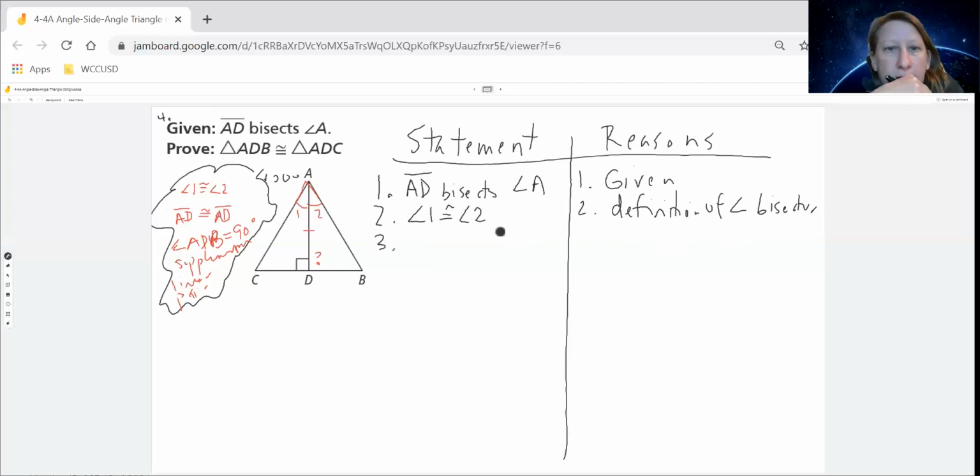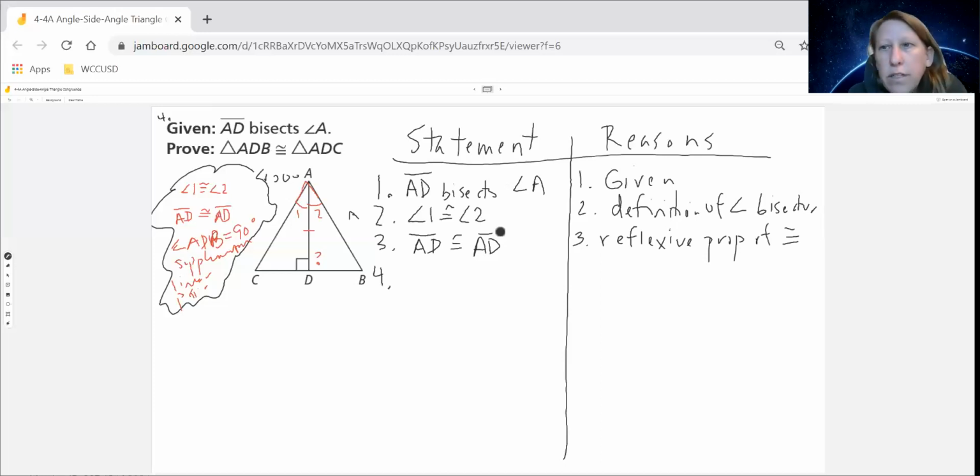Okay. Can I do my side next if I'm trying to do angle, side, angle? Sure. Okay, so let's do our side. Side AD is congruent to side AD. How do we know that? Good, you remembered. That's the reflexive property of congruence. That says something is the same as itself, and you're just pointing out that the triangles share a side. Reflexive property of congruence.